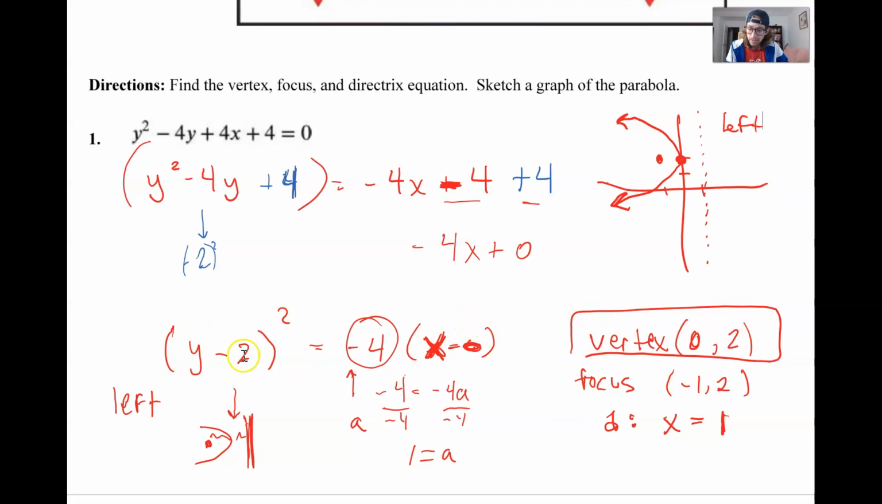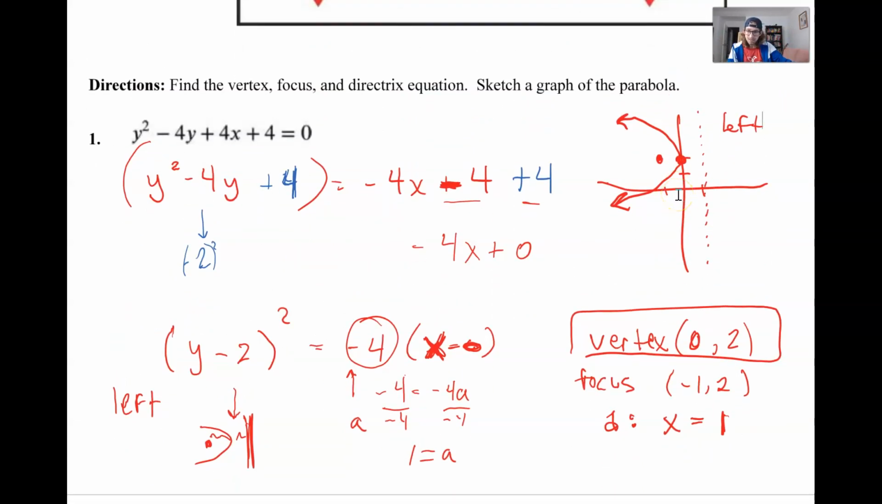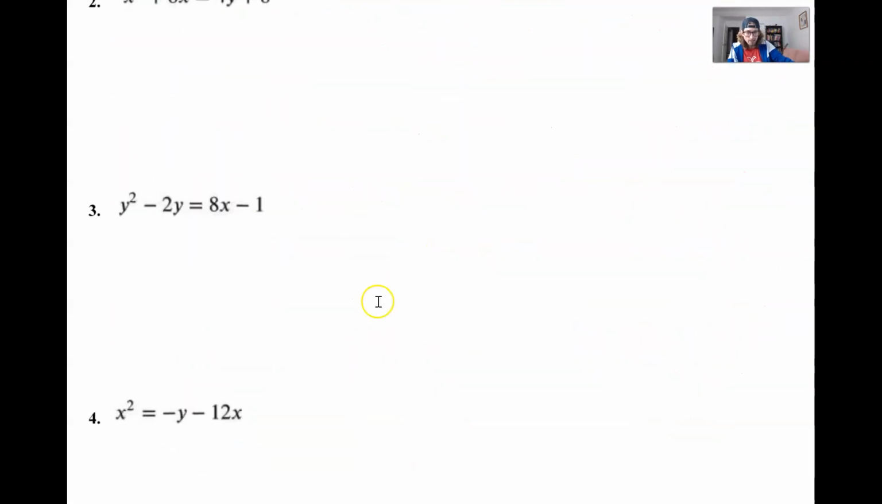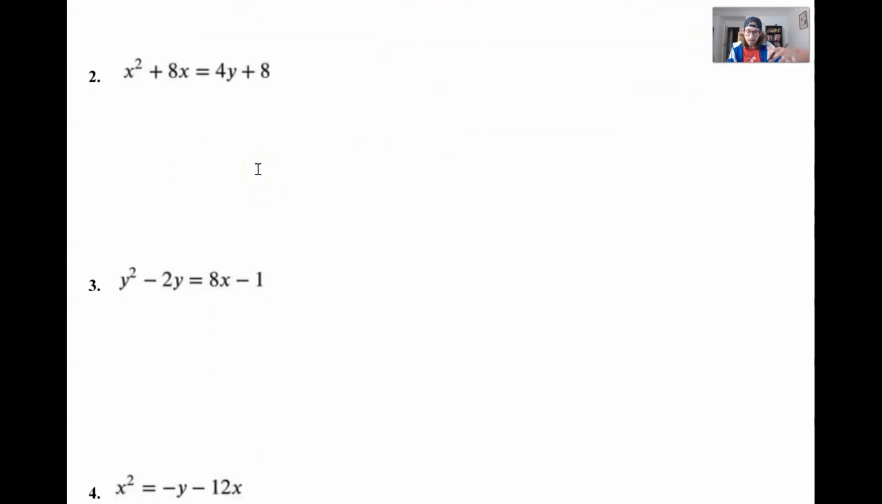So completing the square lets us find the vertex. We need to find that a value to figure out the focus and the directrix, which helps us draw our sketch. So it would be a good time to pause, think about this. See what you're comfortable with, see what you're not. I'm going to do one more, and then I'm going to tell you to pause and try these other two, and then come back and I'll have the answers written.